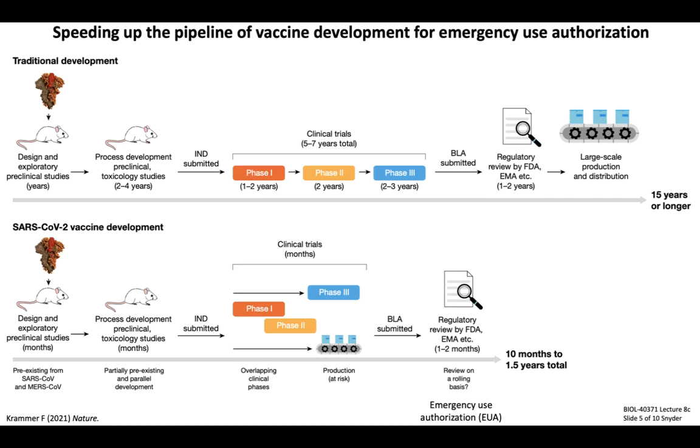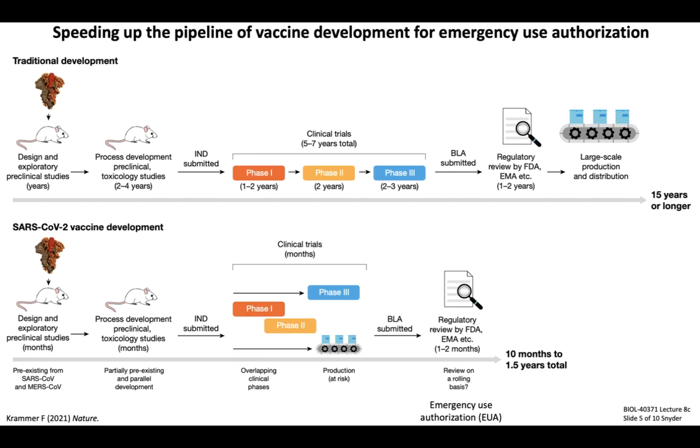Once the sequences for SARS-CoV-2 spike protein and protein crystal structures were published back in January of 2020, pretty much any company that had an existing platform for making vaccines started making SARS-CoV-2 candidate vaccines.